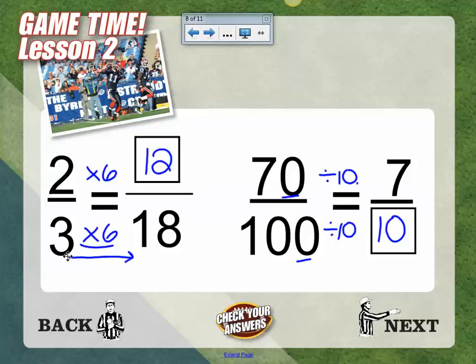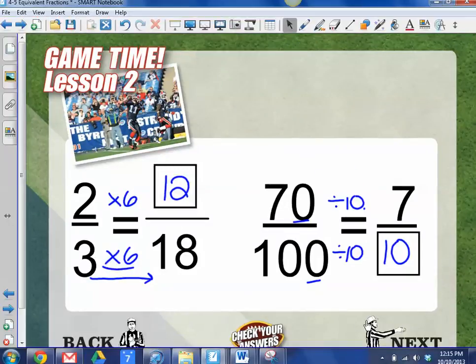So that's kind of how we do equivalent fractions. We're going to practice this more in class tomorrow with a very fun app.